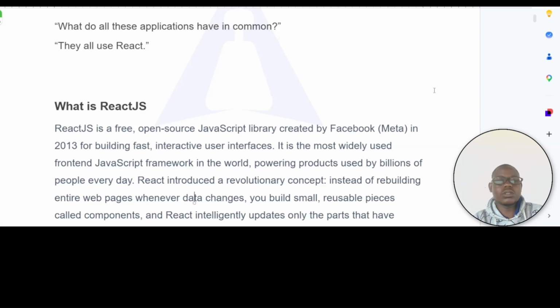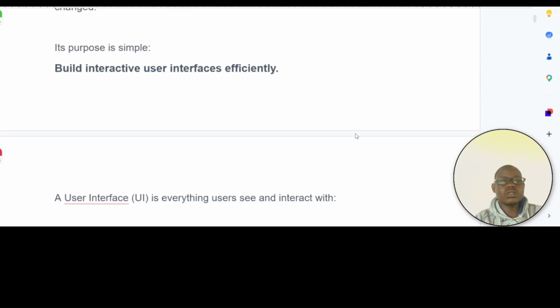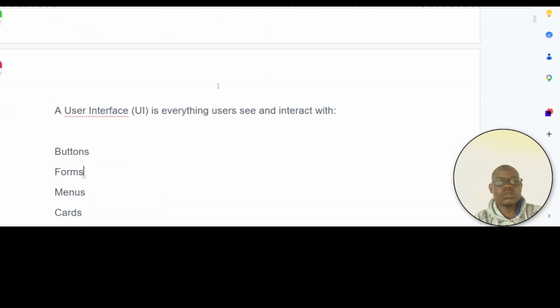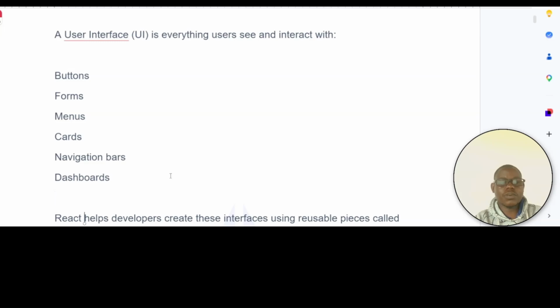It was introduced as a revolutionary concept. Instead of rebuilding the entire pages whenever data changes, you just build small reusable pieces called components. The purpose of React was to build interactive user interfaces efficiently. When we talk of user interfaces, we'll be talking about everything you see and interact with, which is the buttons, the forms, the menus, the cards, the navigation bars, the dashboard, the sidebars, among others.